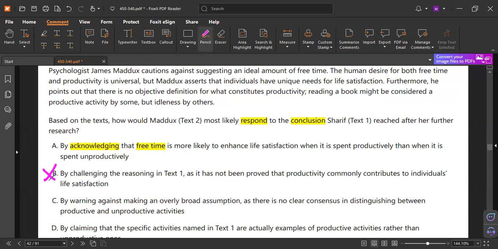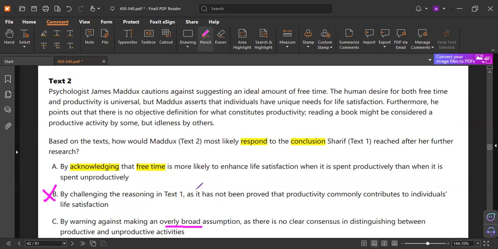For C, they're warning us by warning against making an overly broad assumption. It means don't make a general broad assumption. When I say, for example, doing exercises is useful for health, okay, but not for all people. So this is something wrong. Exercising in the morning is not useful for everyone. Some people, no. So that is what is mentioned.